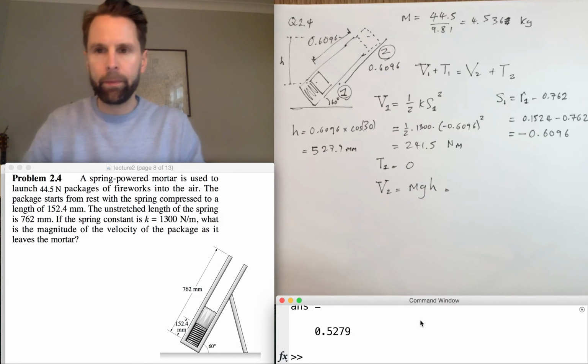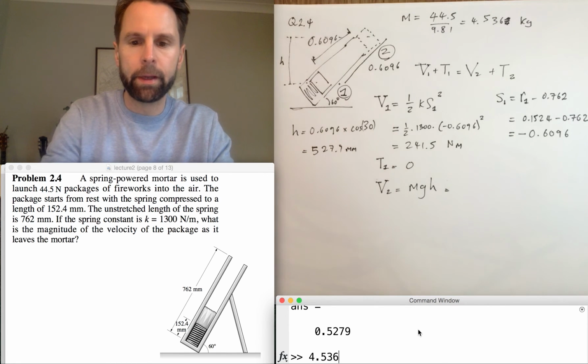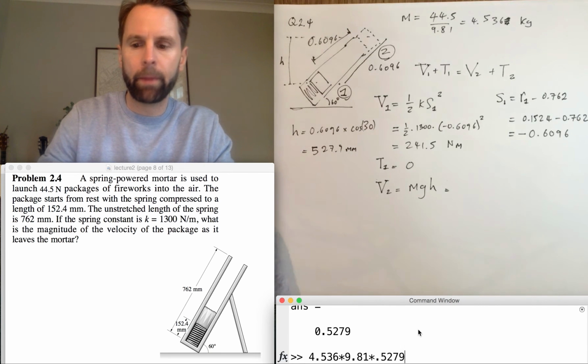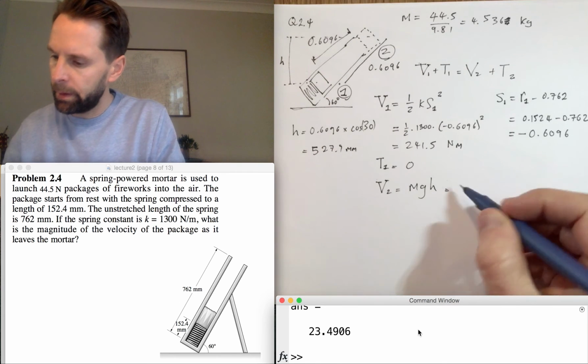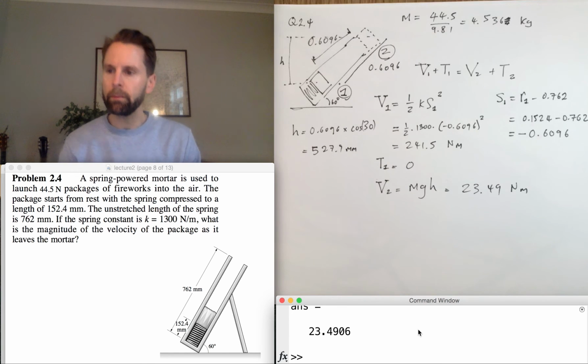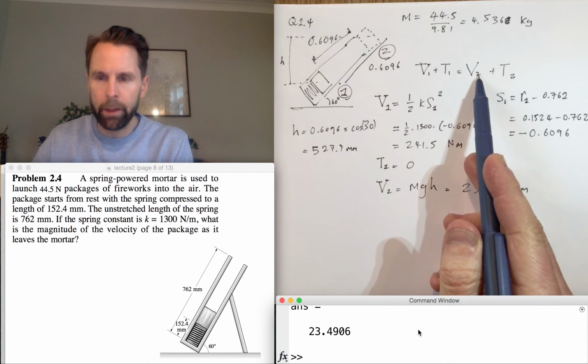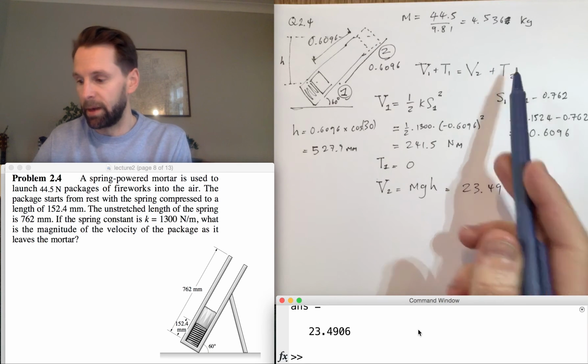Right, so now we can work out the potential energy. We know the mass, 4.536, times 9.81, times our elevation, 0.5279, and that gives us 23.49 newton meters. So we've got 1, 2, 3, and now we can evaluate the kinetic energy.